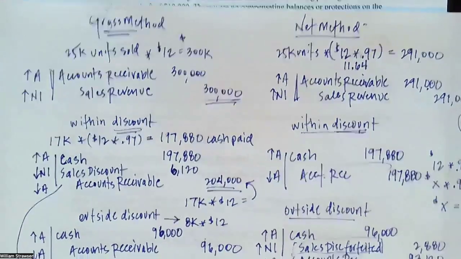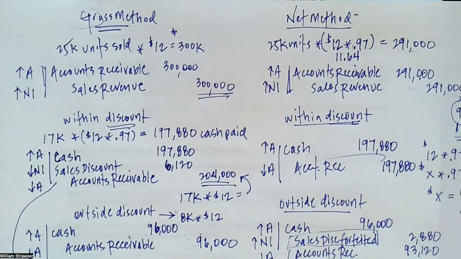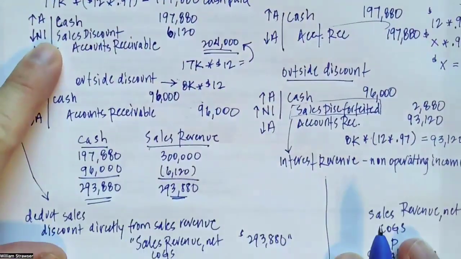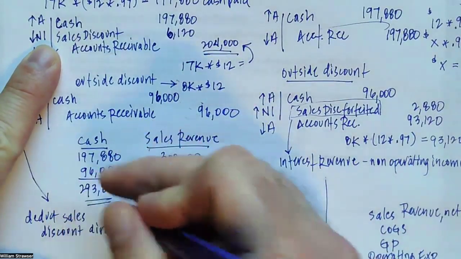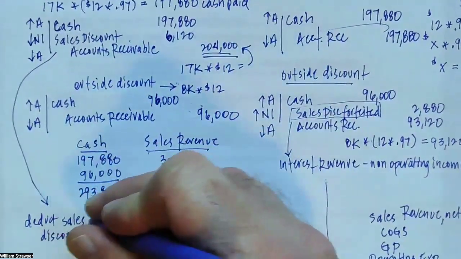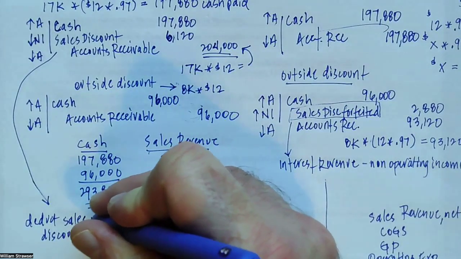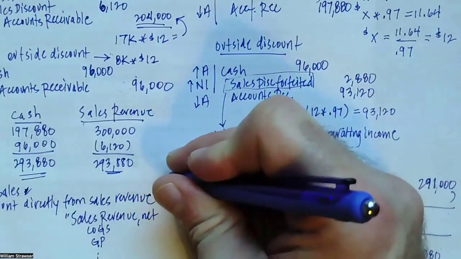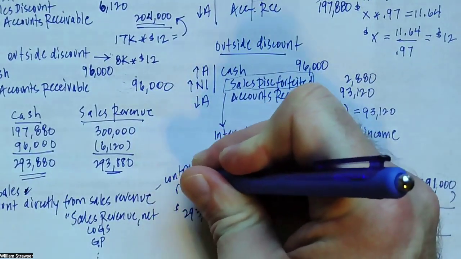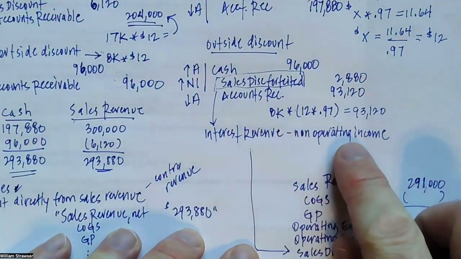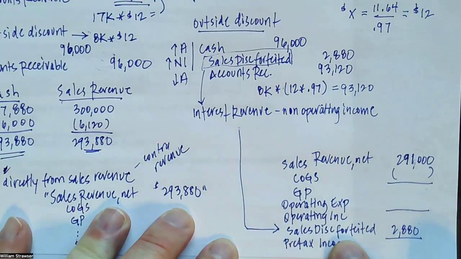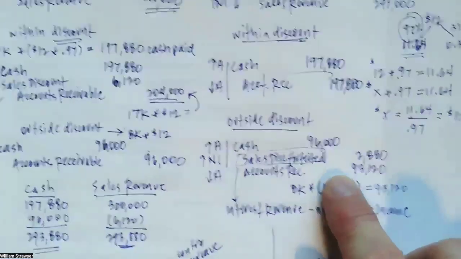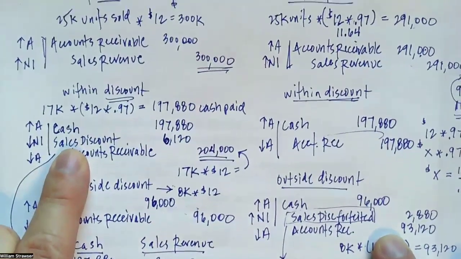All right, so that pretty much describes all of the pieces of the gross and net method. Understand that the sales discount account is a contra revenue account, and we deduct the sales discount directly from sales revenue because it is a contra revenue. This one, on the other hand, is a non-operating income item, so it goes all the way down here in sales discounts forfeited. Sales discounts forfeited are only recorded under the net method. Sales discounts are only recorded under the gross method.